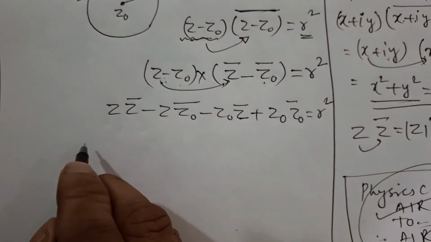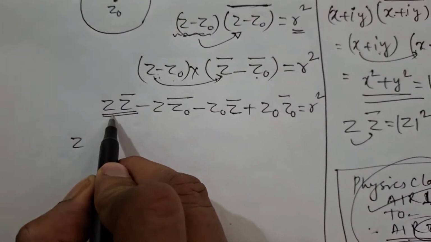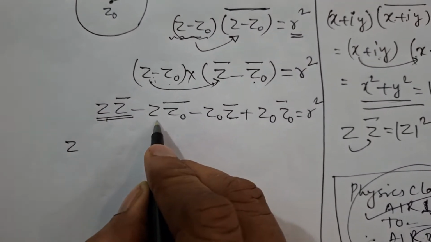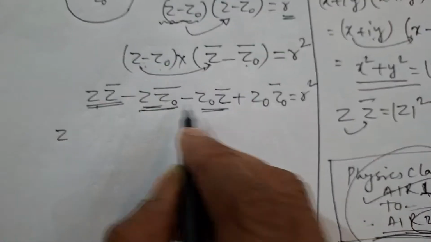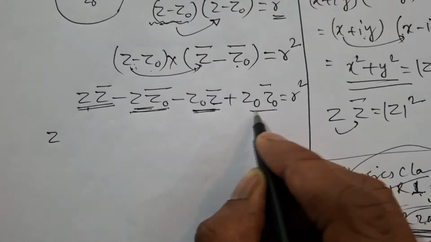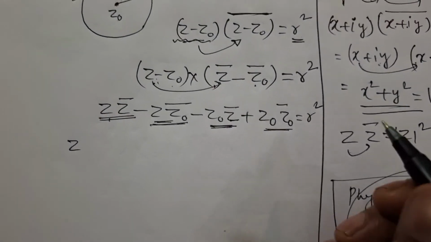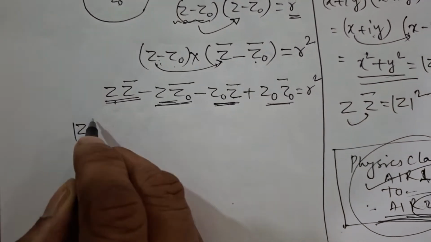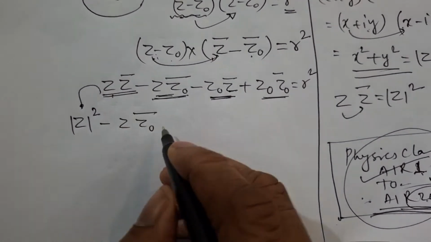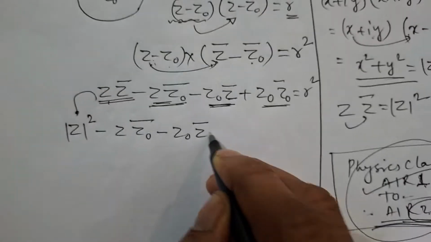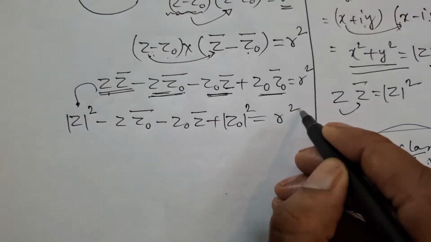Now can we write z bar is nothing but z square. This is real and this is imaginary, and this is also imaginary. This is imaginary, this is imaginary, this is real. So can we write mod z square, this value, and this is nothing but z naught minus z naught z bar plus z square, this is also distance, equals r square.